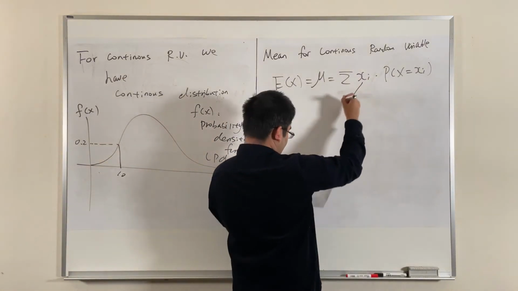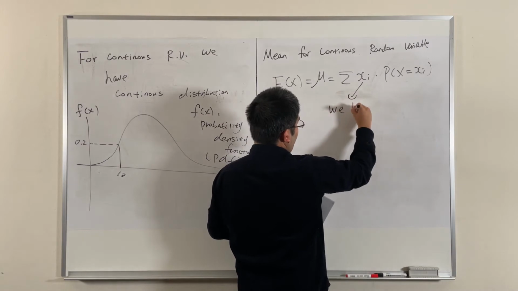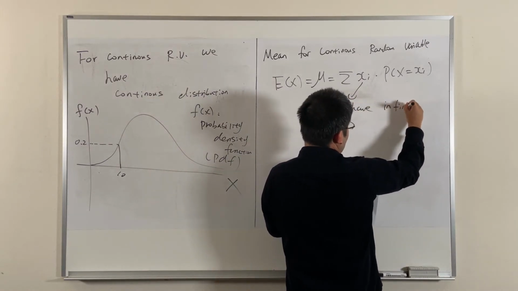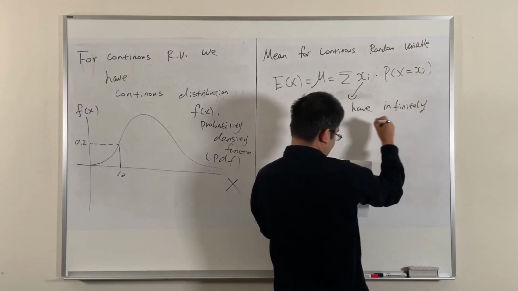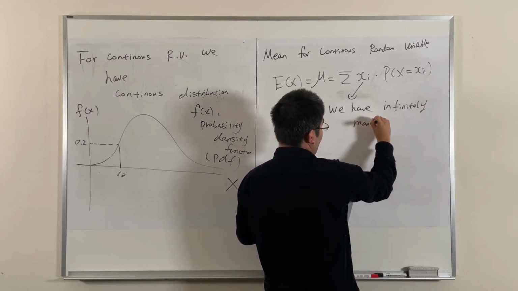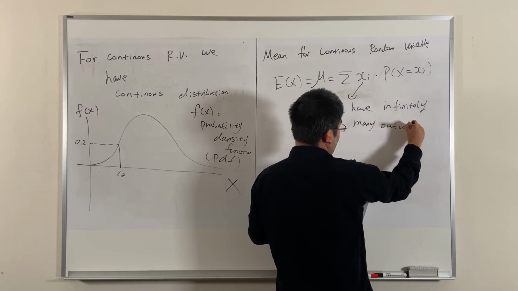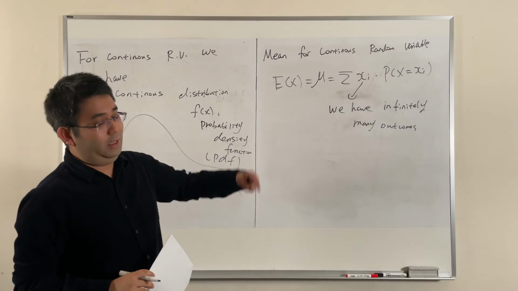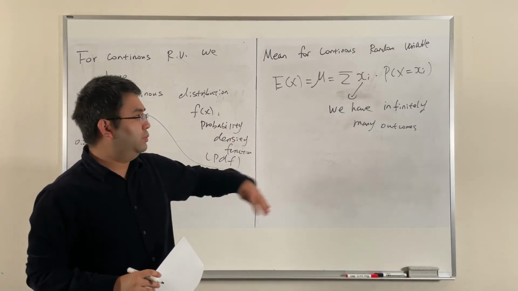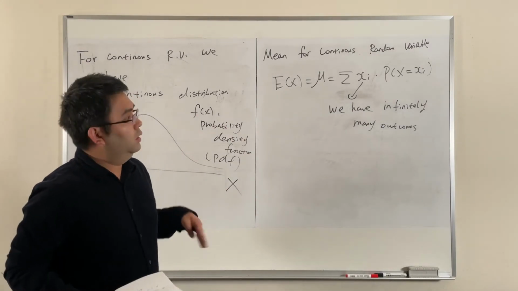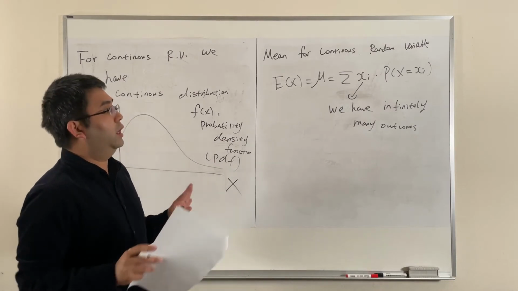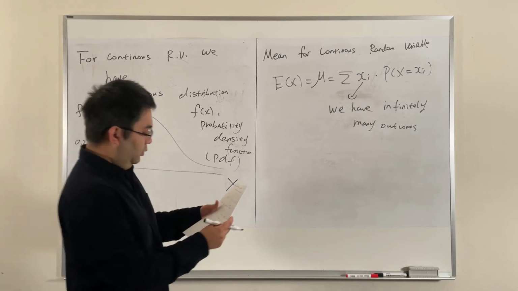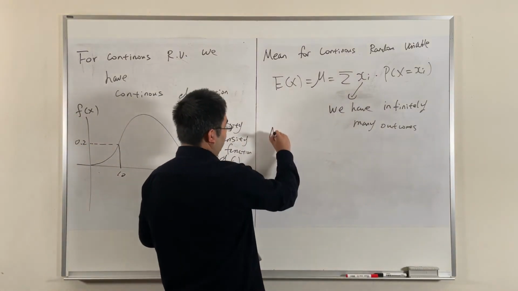Because we have infinitely many outcomes, right? With infinitely many outcomes, we cannot take each single one and multiply its probability and sum them up. It's just not possible. So this formula will not work. So in this case, for the continuous random variable, we have to use the integration method.